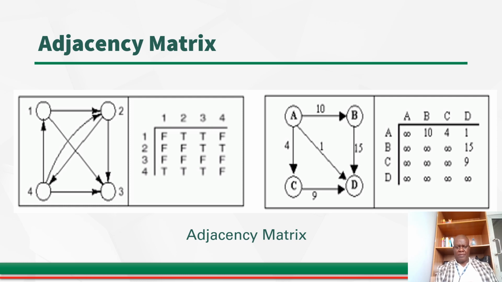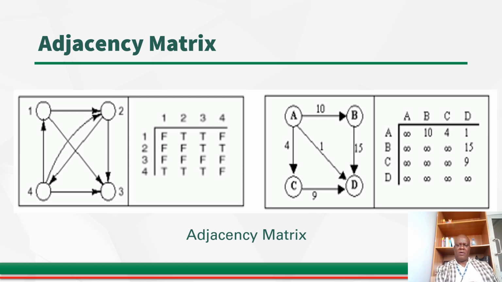Then we look at the other one. It has numbers. A to A, nothing, infinite. A to B, there's 10, that is the weight. Then A to C, 4. A to D, 1. B to A, no. B to B, no. B to C, no, which is infinite. And B to D, 15. C to A, no. C to B, no. C to C, no. C to D, 9. And then D to A, D to B, D to C, and D to D, nothing.